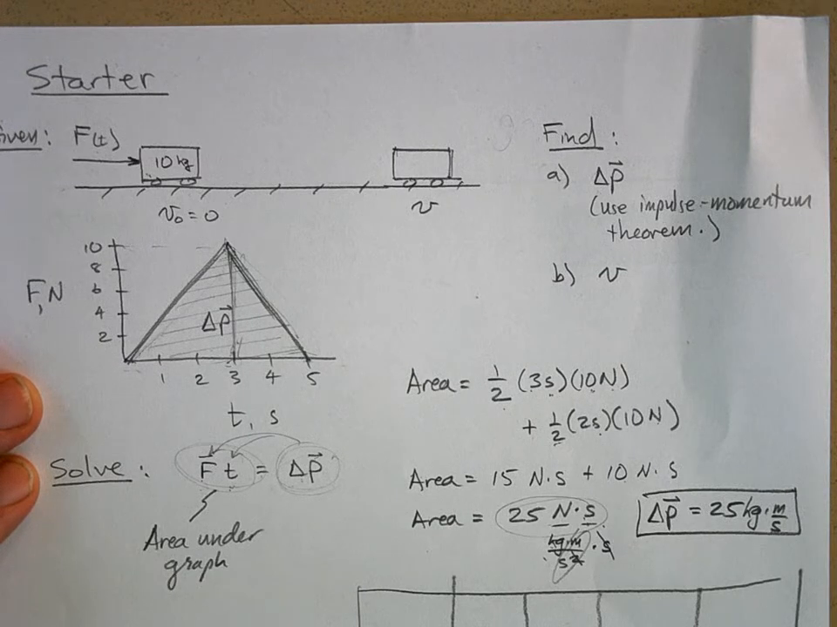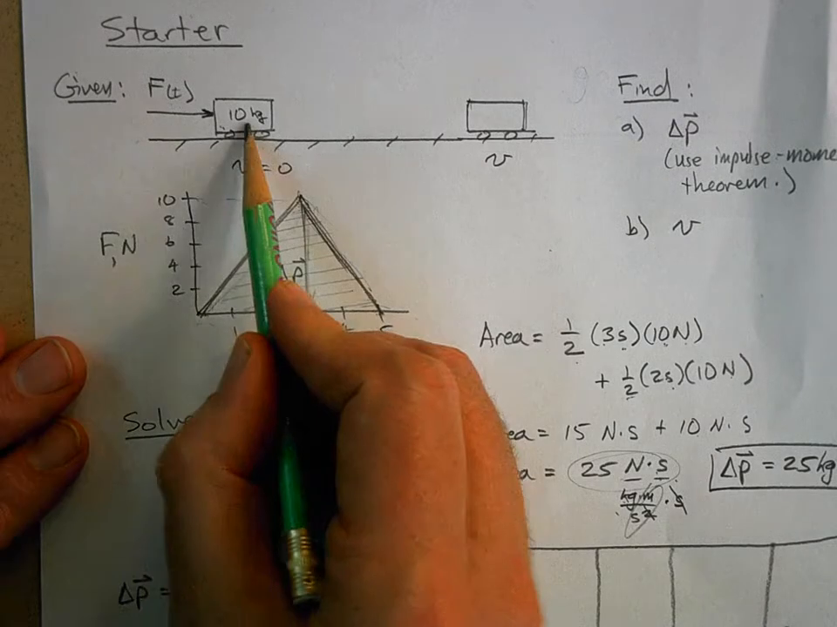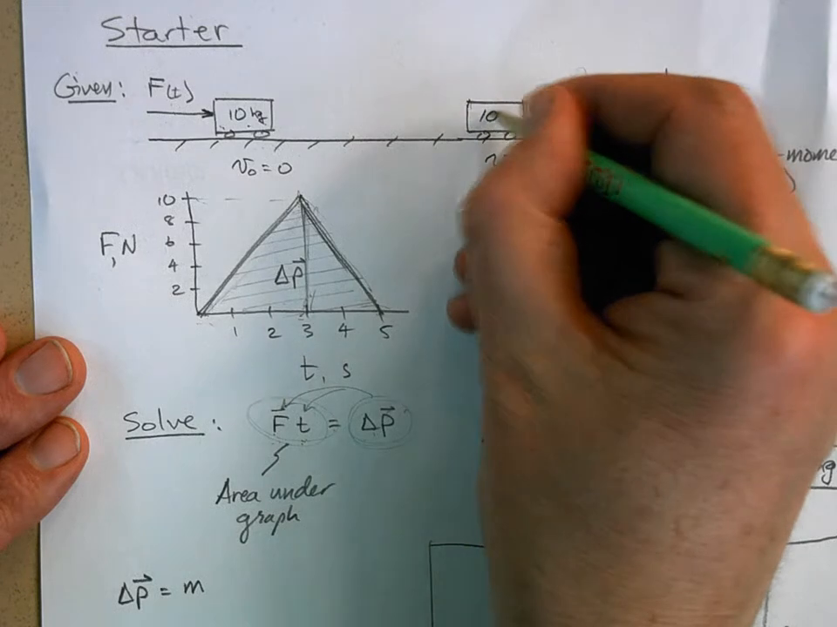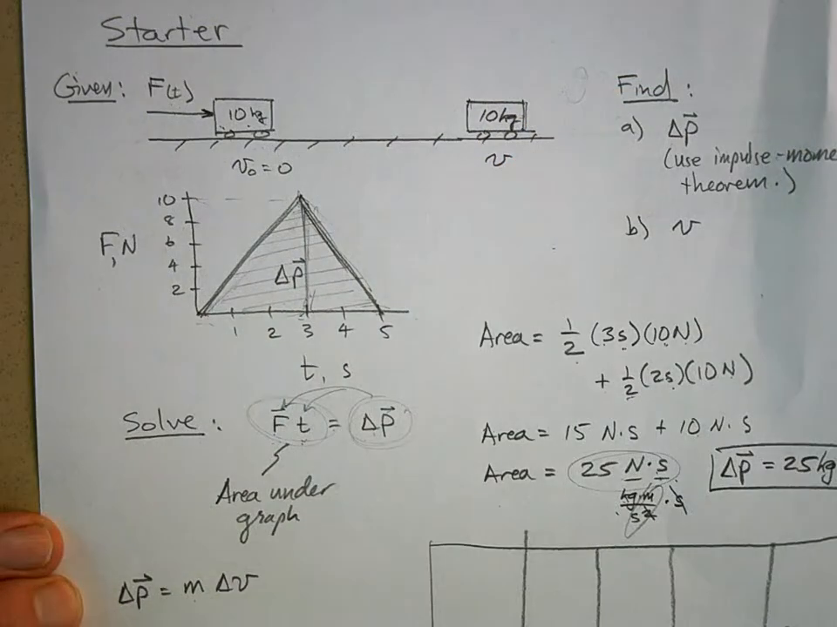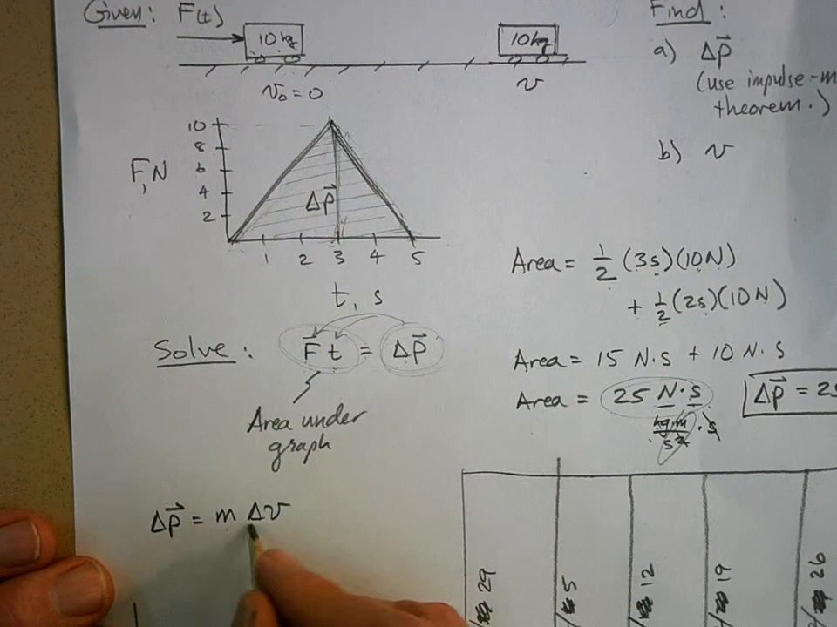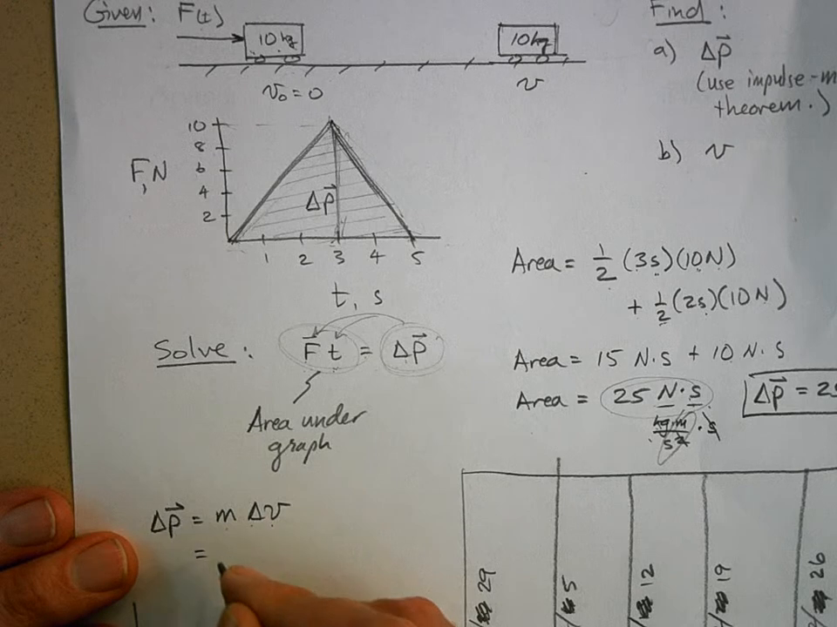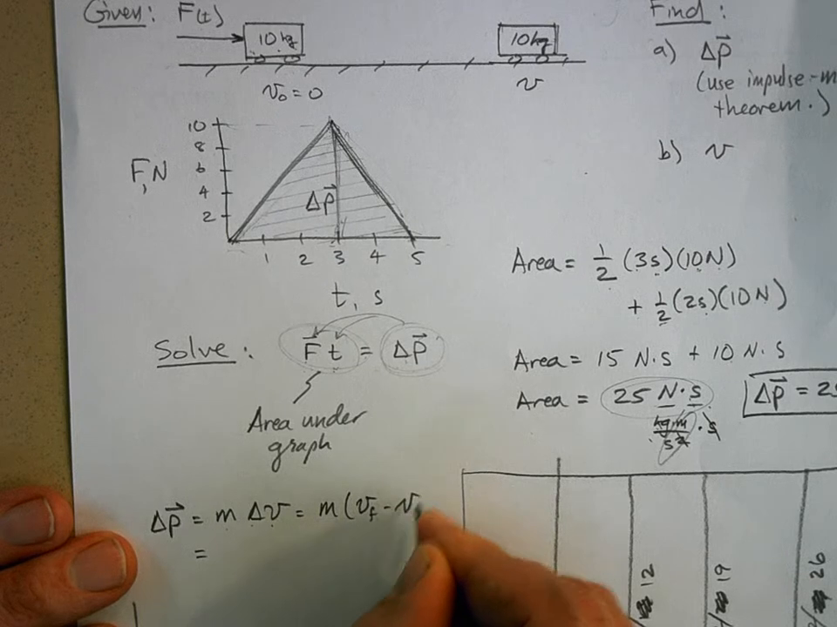Okay. Any questions? Now this is equal to the change in momentum, which is going to be the mass. The mass of this doesn't change. It's 10 kilograms the whole time. It's mass times the change in velocity. But that change in velocity is, well, we'll just go mass times V final minus V initial.